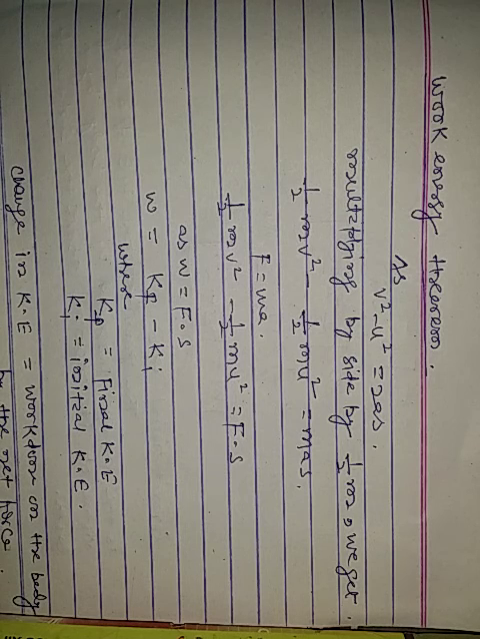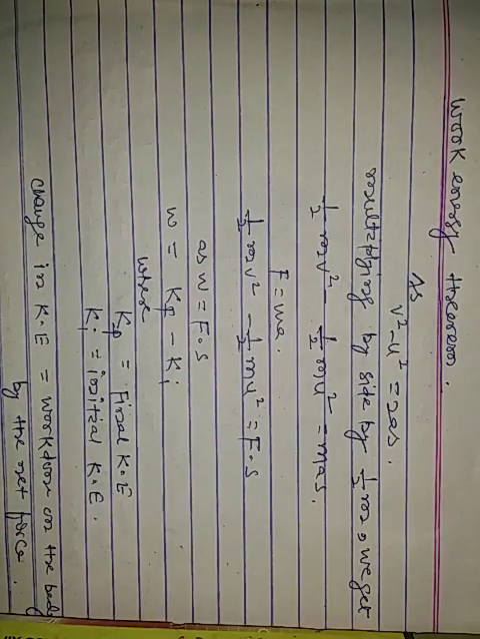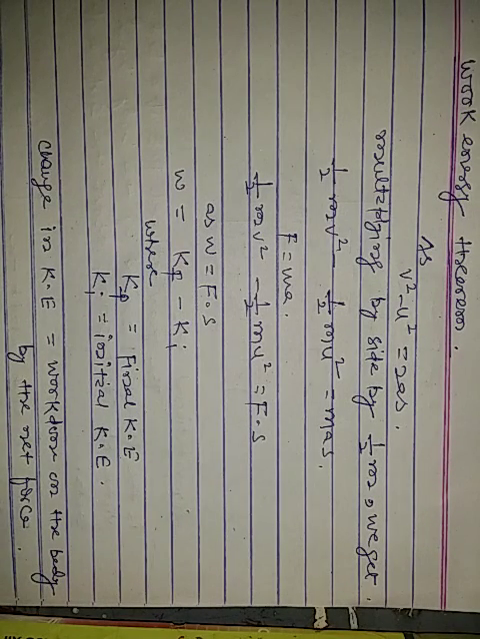Now we discuss the work energy theorem. As we know that v square minus u square is equal to 2as. In this session, we discuss the work energy theorem. Multiplying both sides by half m, we get half mv square minus half mu square is equal to mas.